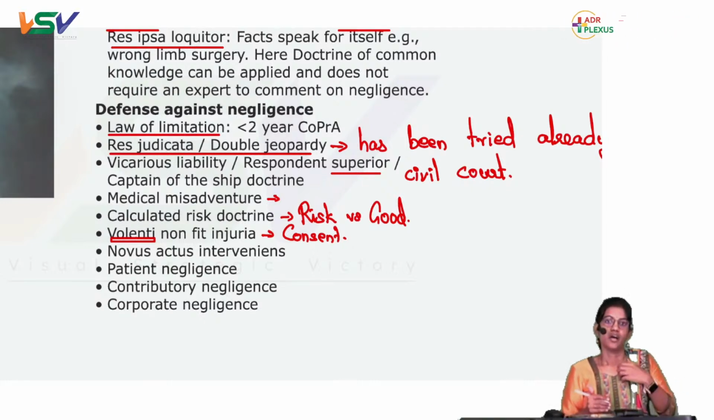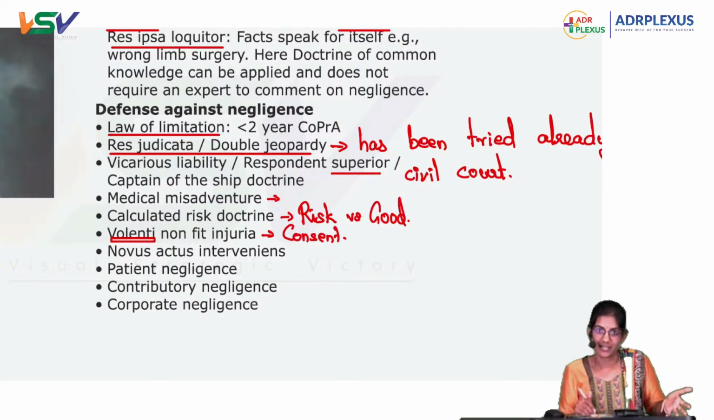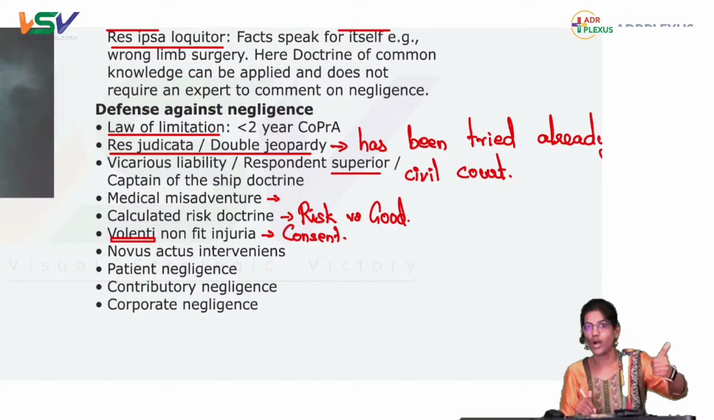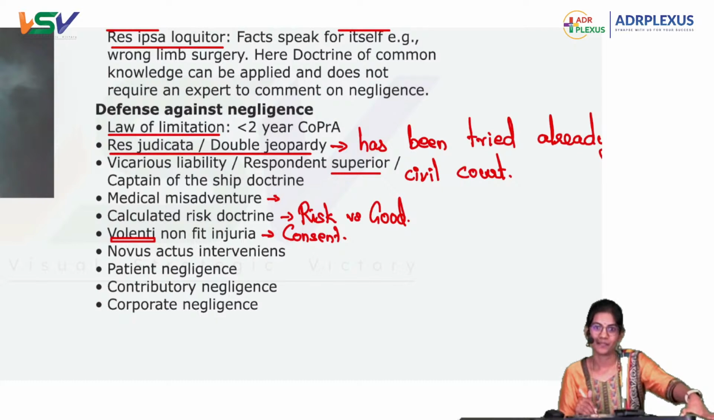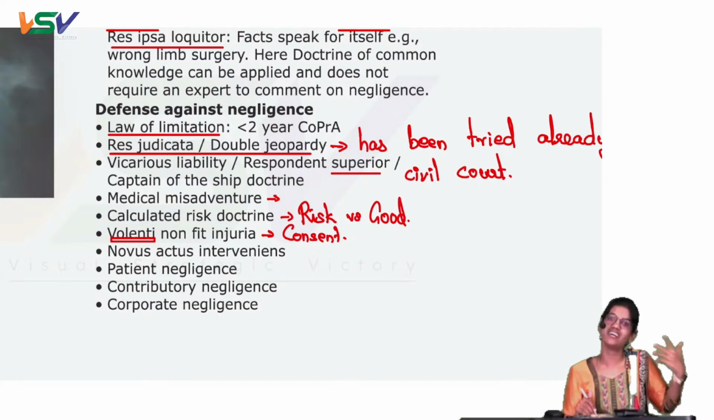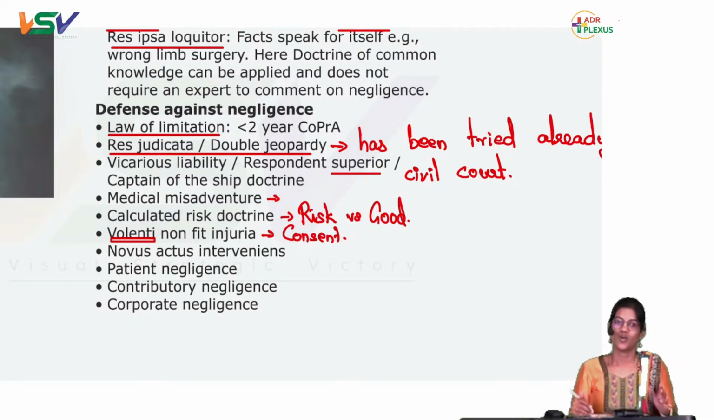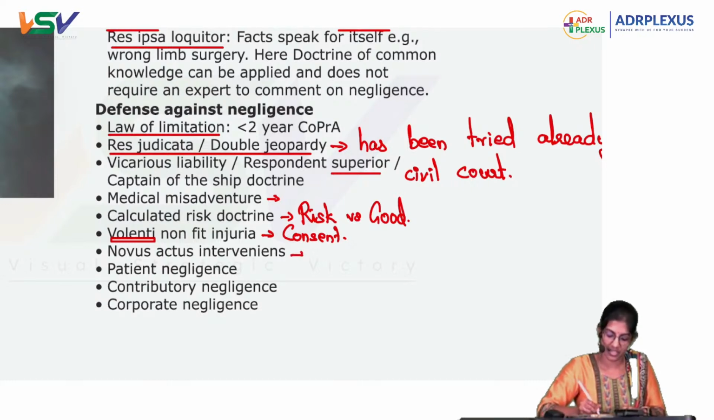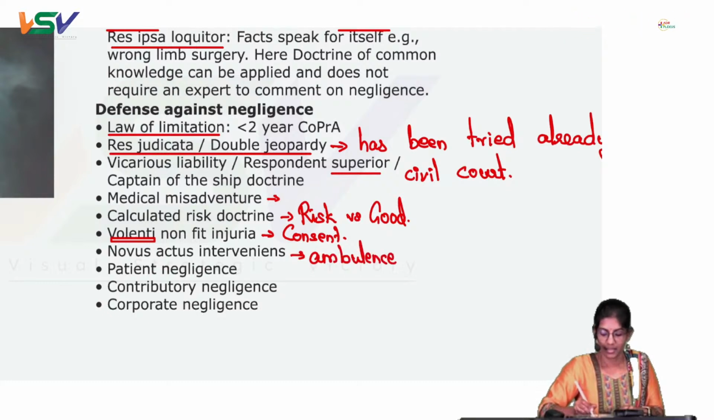Like for example, a doctor prescribed a wrong medicine. The patient now went out, bought a completely different drug from another pharmacy, and then got it injected. Novus actus interveniens. Now the pharmacist is also involved there. He gave a drug which is not prescribed by the doctor, right? That's novus actus interveniens. The classical example is the ambulance meeting with an accident.